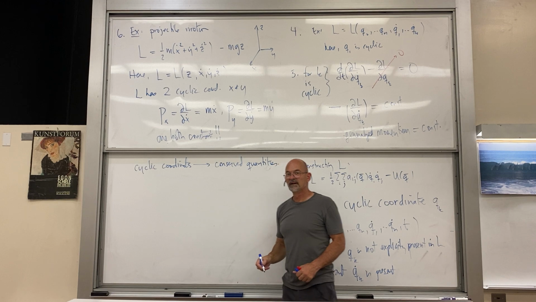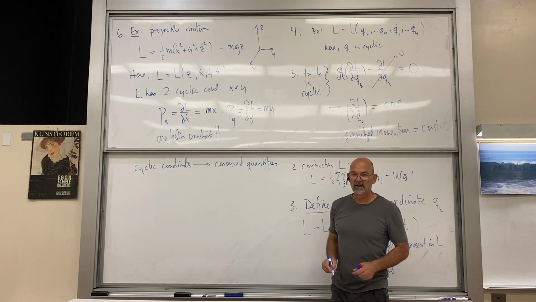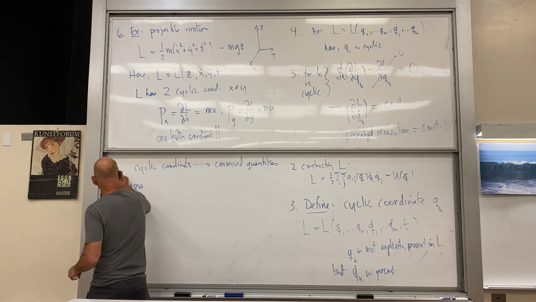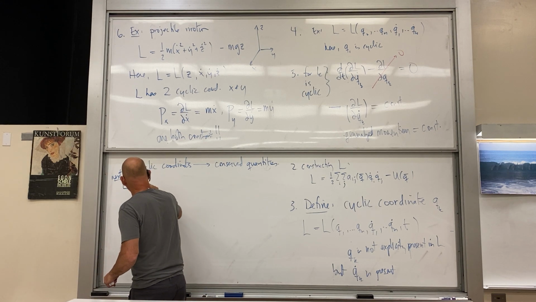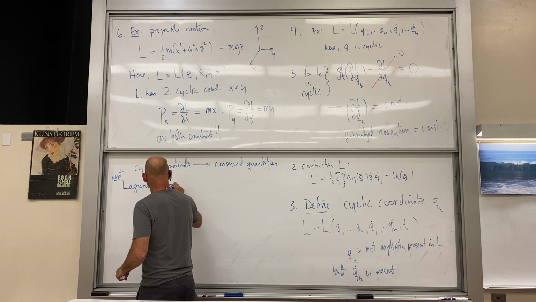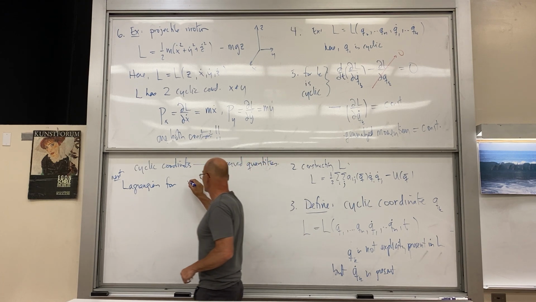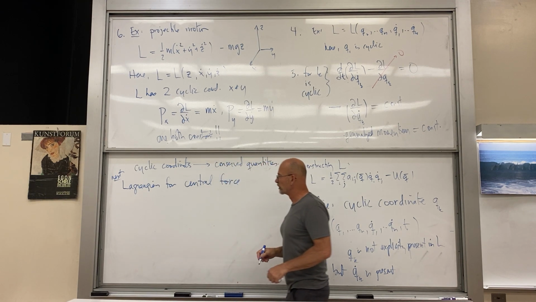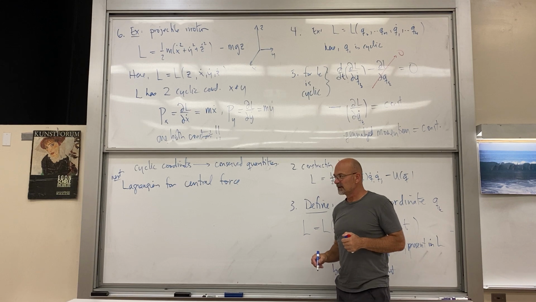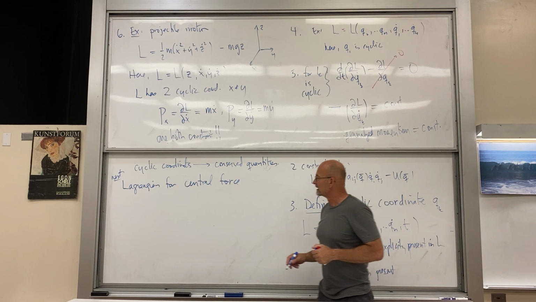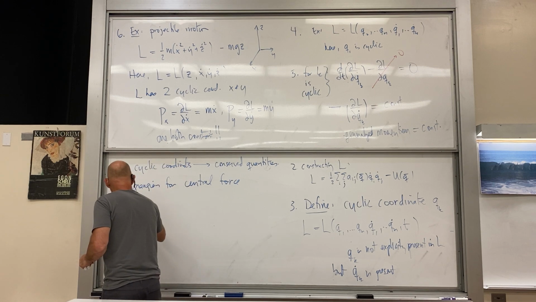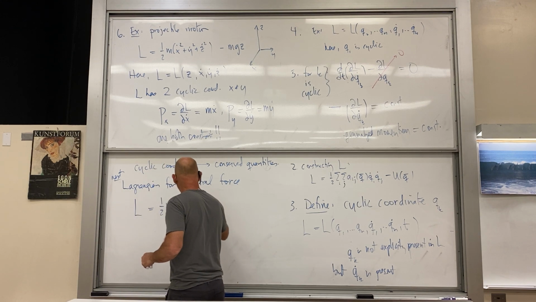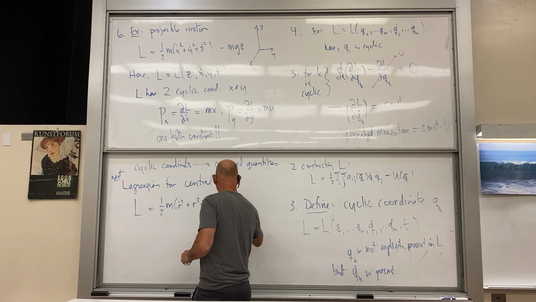So here's another great one, and we had this on the board the other day as well. The Lagrangian for the central force problem. Central force. So we remember the central force. Well, actually, let me write it down and then we'll discuss it. So L is a half m (r dot squared plus r squared phi dot squared) minus U of r.